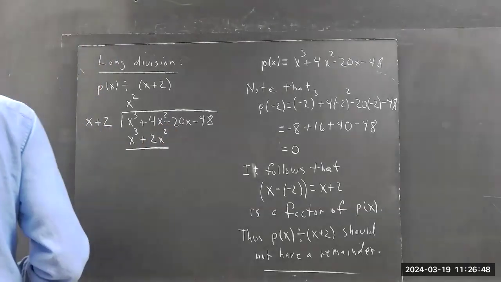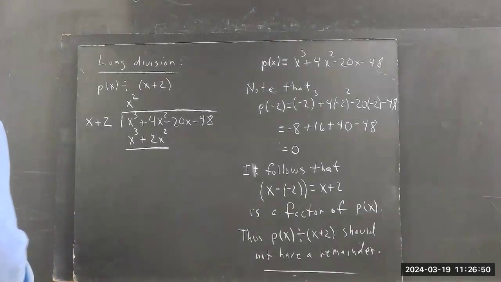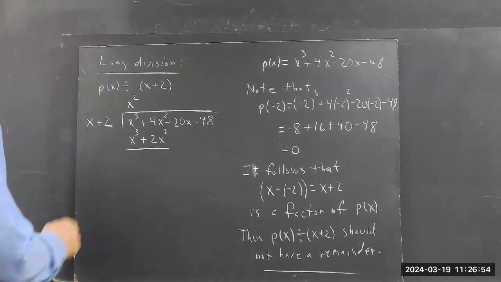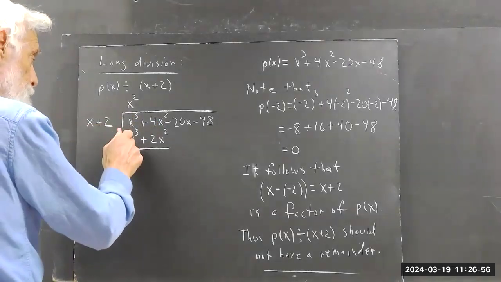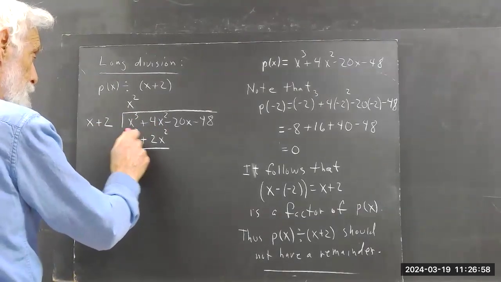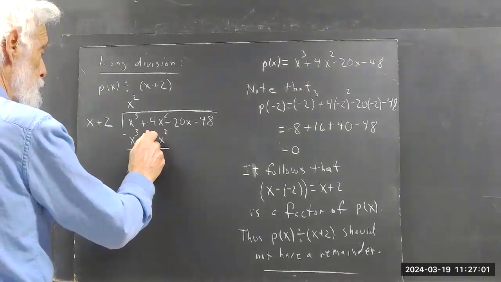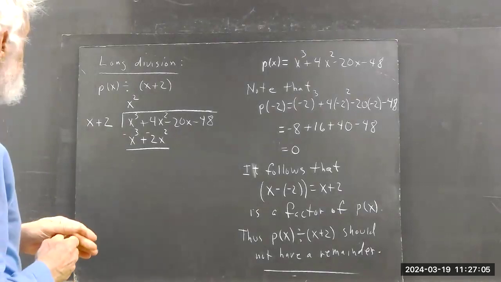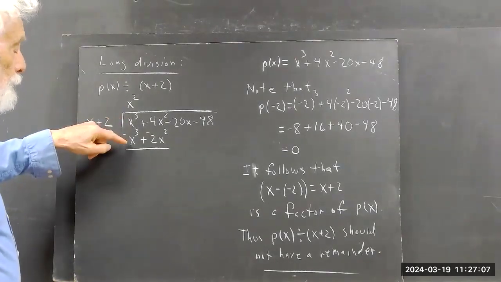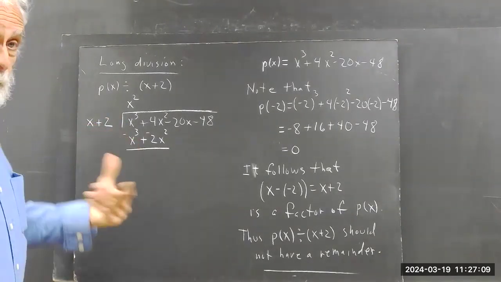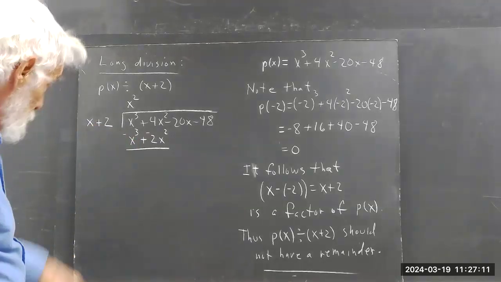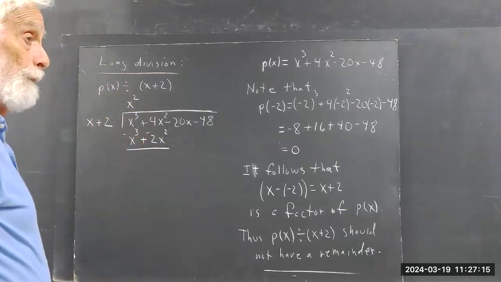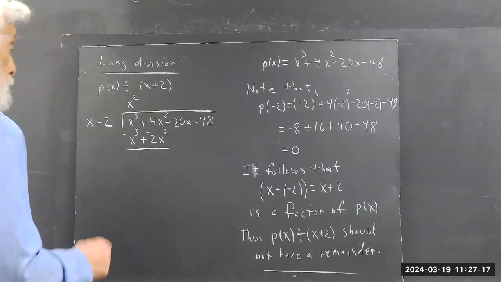Now, if you remember anything about long division, you subtract this from this. So we subtract. Now, I'm going to use a little red minus sign here to indicate what I actually do. I'm going to do X cubed minus X cubed, which gives me 0. And I'm going to do 4X squared minus 2X squared, which gives me 2X squared.